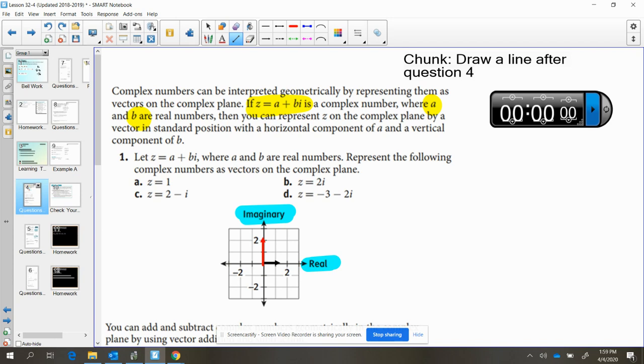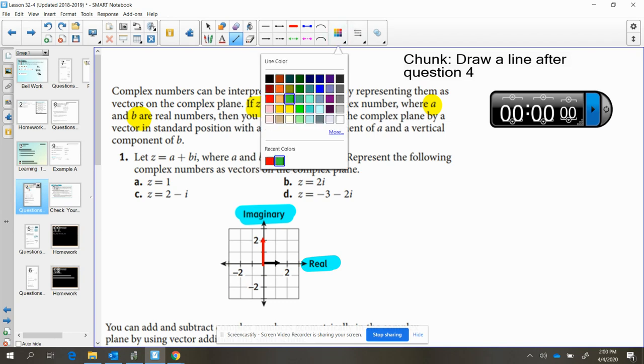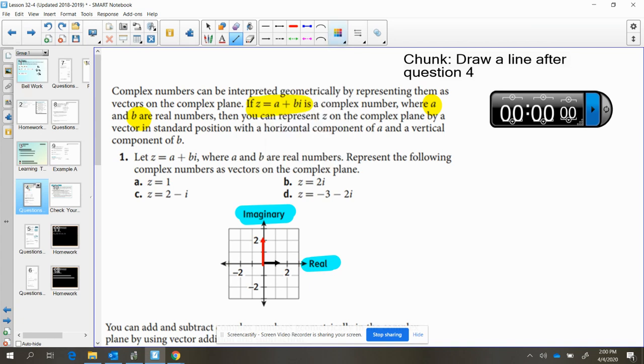So there's B. Now, C incorporates both an A value and a B value. So we are going to treat this one, if we again change colors for C, we're going 2 units to the right and 1 unit down if we look over here at C. So 2 units to the right, 1 unit down, here would represent the complex vector for C. And then last but not least, for example D, we went 3 left on the real and then 2 down with the i there. So 3 to the left, 2 down, our vector would be represented right there for D.